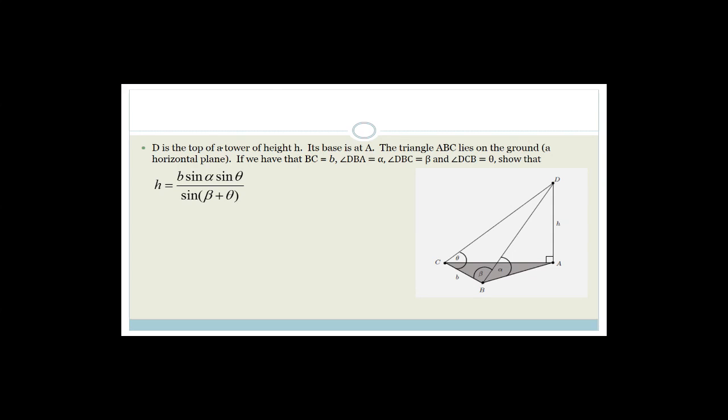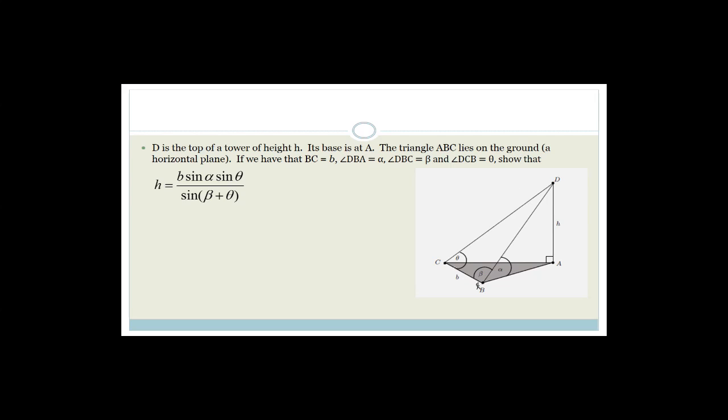So it says D is the top of the tower with a height of H, and at its base it's A. The triangle ABC lies on the ground. So this is on the ground and this is sticking up into the air, right? It says BC is little b in length, and DBA is alpha. So this is the angle of elevation. In other words, if you're standing looking up at D, we would look up at an angle of alpha.